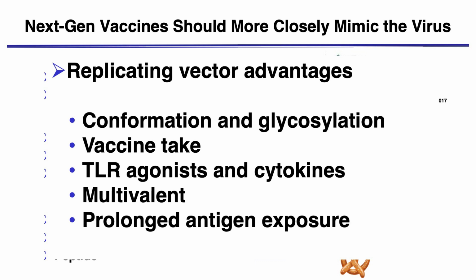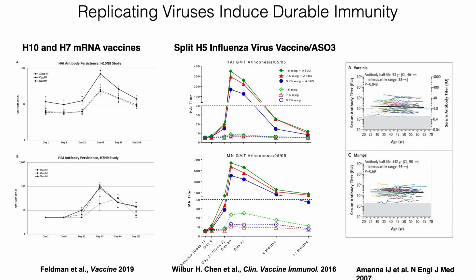To mention durability of the response again, this is a challenge for many different vaccine approaches. These are the H10 and H7 mRNA vaccines from Moderna, back in 2019. Very similar decline in these antibody responses that you see following the IM administration of SARS-CoV-2 vaccines. This is the Sanofi split vaccine. You can drive these titers to H5, so these are HAI titers, to very high levels with AS03.